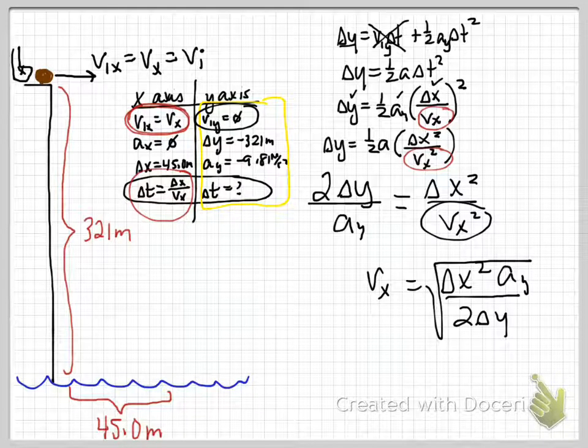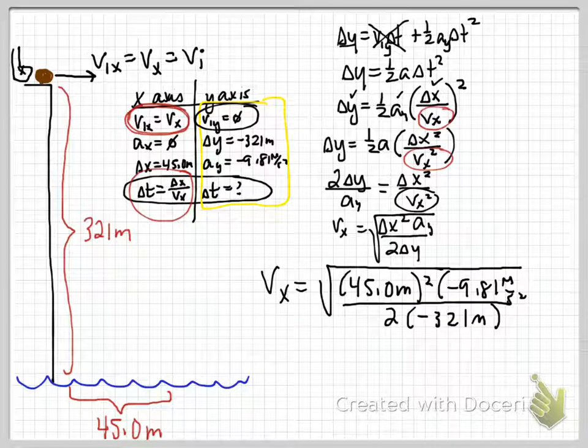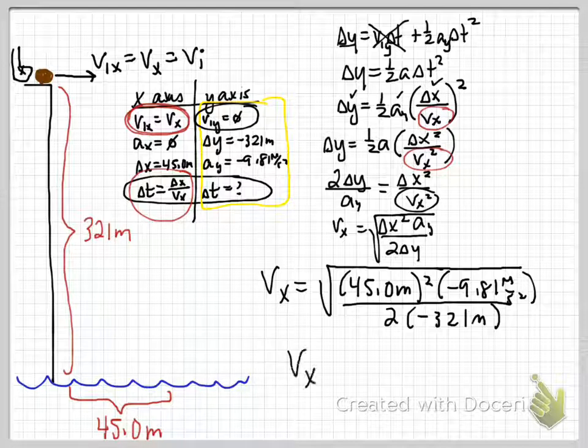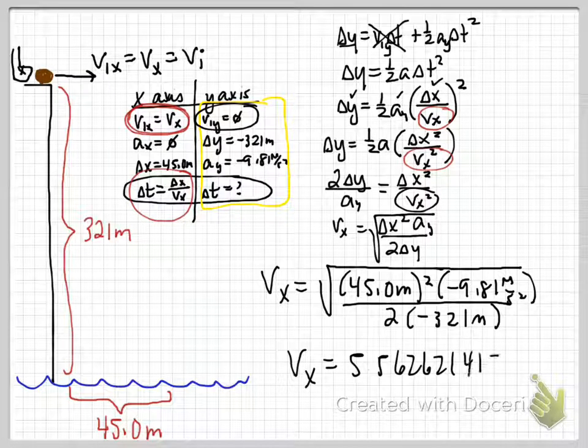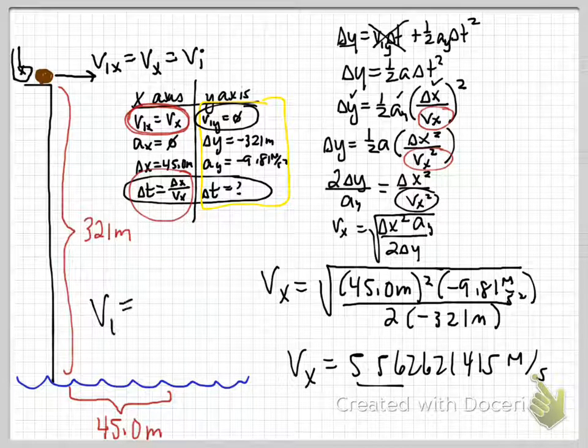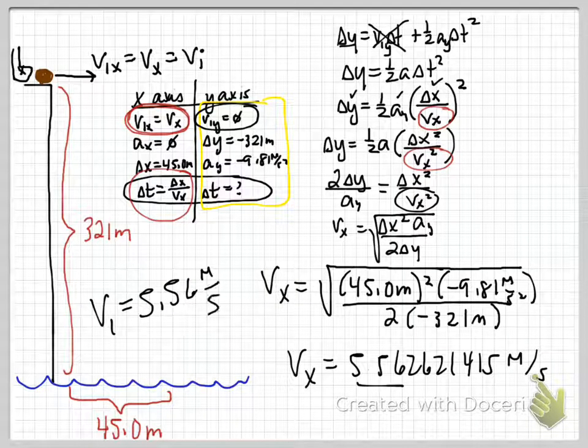Now it's time to plug stuff in. This gives us v sub x is equal to the square root of 45 meters squared times negative 9.81 meters per second squared divided by 2 times negative 321 meters. This gives us a value for v sub x of 5.562621415 meters per second. With sig figs, of which we have 3, this would be a v sub x of 5.56 meters per second. Okay, not so bad.